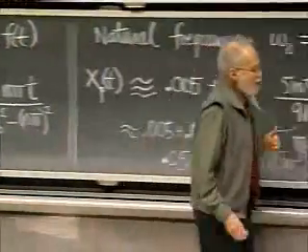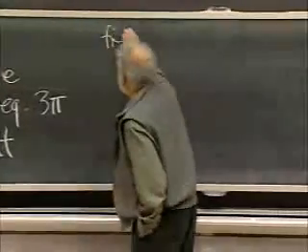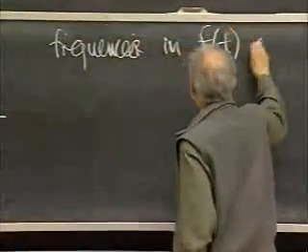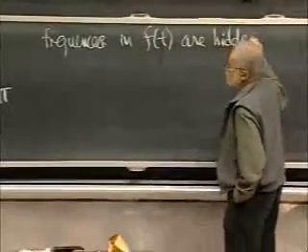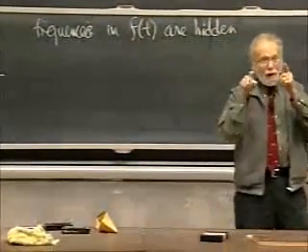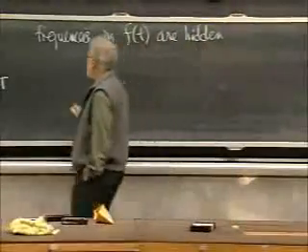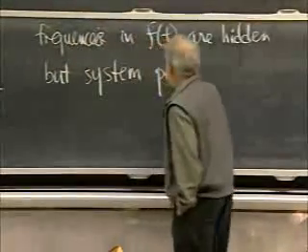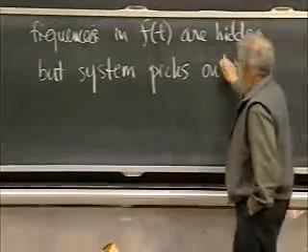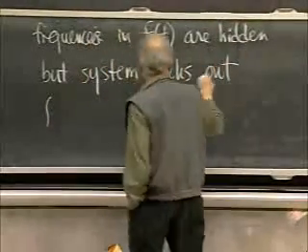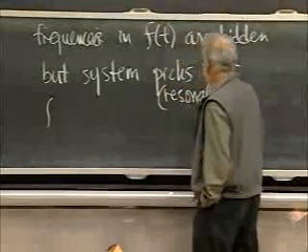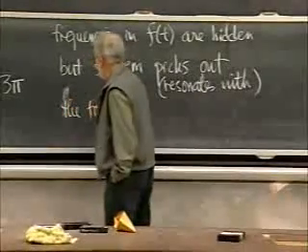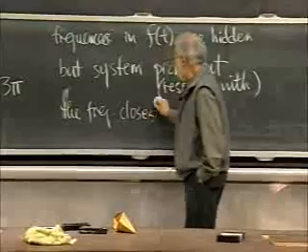So what's happened, these frequencies in f of t and their relative importance are hidden, as it were. They're hidden because we can't see them unless we do the Fourier analysis and look at the size of the coefficients. But the system can pick out. The system picks out and favors, picks out for resonance, or resonates with, the frequencies closest to its natural frequency.